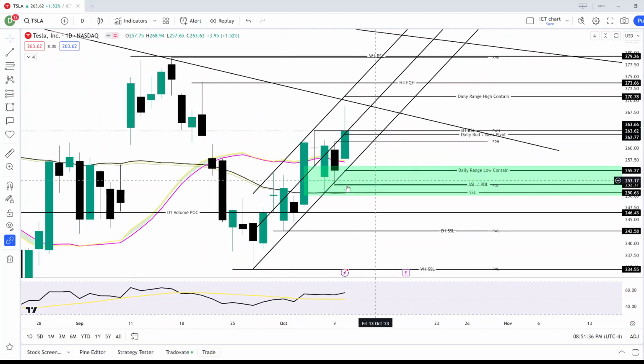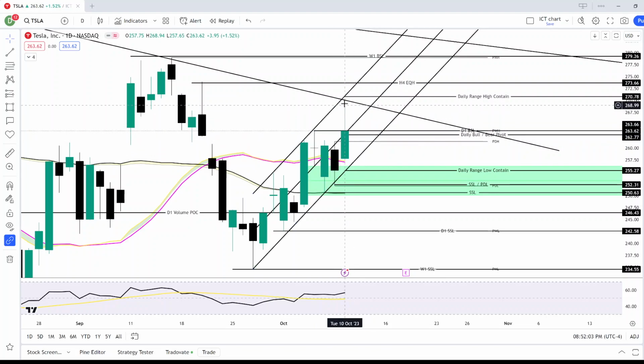We have this daily fair value gap, which has been respected. We traded down and had a higher low, and today we had another higher low. We didn't even come back down to test the trend line of support in the bull channel, and did not get down to the daily range low contain. We did cross over our daily bull bear pivot line, and we also traded up to and through the median of our bullish channel.